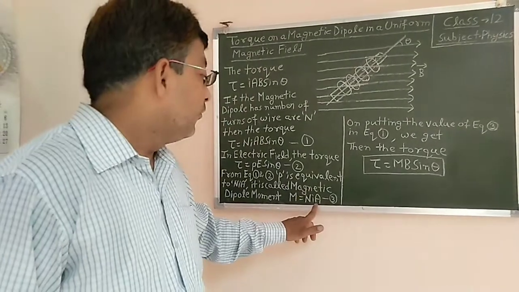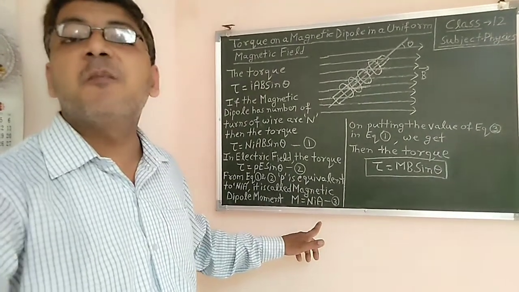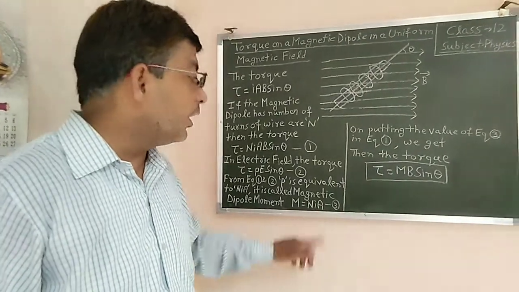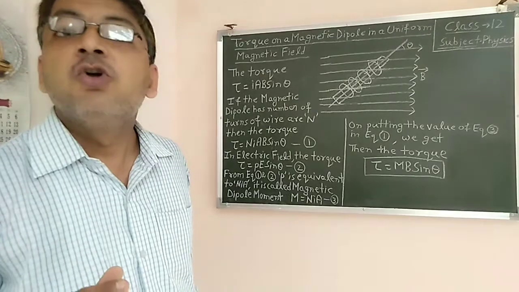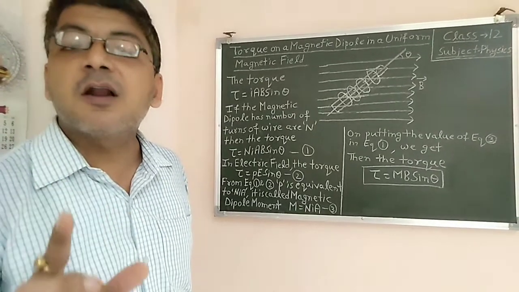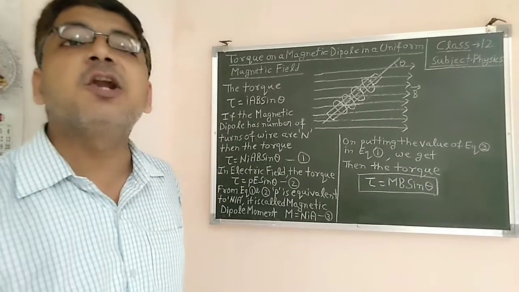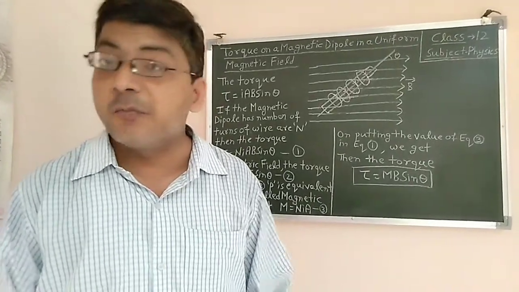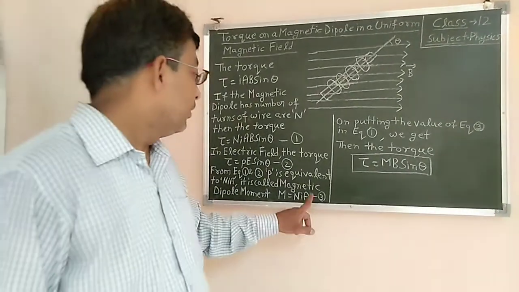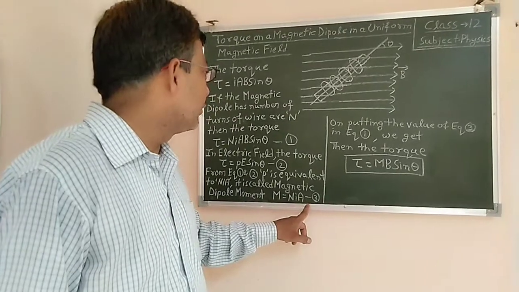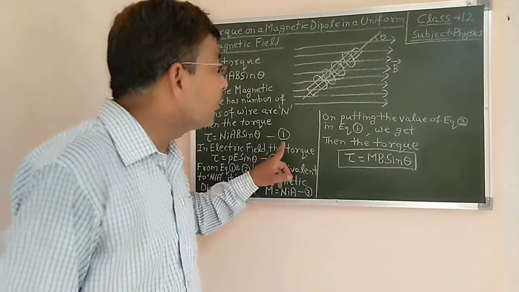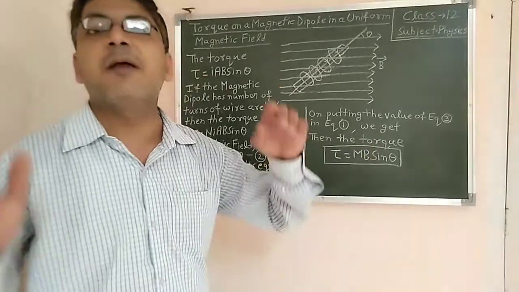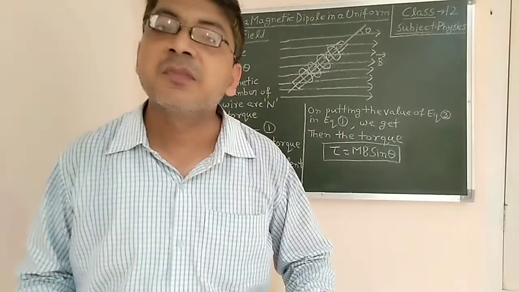M. What is the definition of magnetic dipole moment? If the value of N is 1, the product of the current and area is called the magnetic dipole moment, and the unit is ampere into meter square. On putting the value of equation 3 in equation 1, the formula is torque equals MB sin theta.